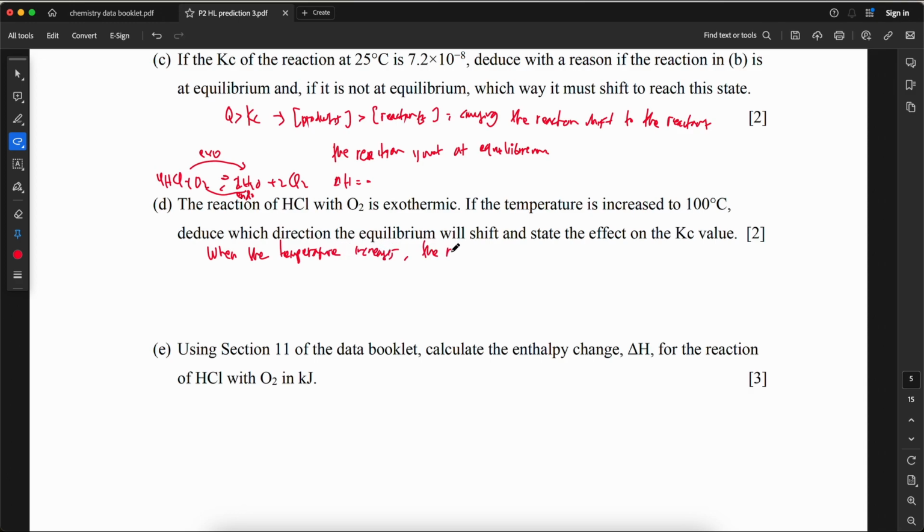Okay? So when the temperature increases, the reaction favors the endothermic direction as it absorbs the energy. So it will absorb the energy, right? So the reaction will favor endothermic. It means the reaction shifts left, the yield decreases, and Kc decreases. Because it favors endothermic, it will shift to the left and the yield will decrease. And when the yield decreases, Kc will also decrease.